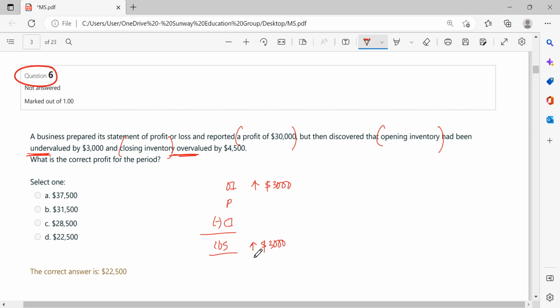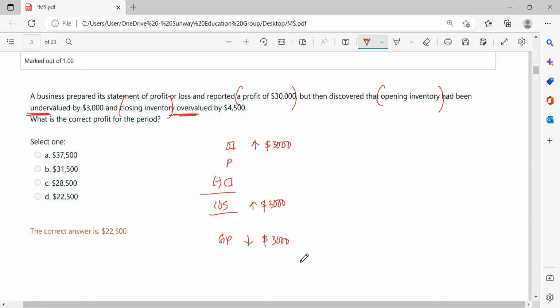This is logic, a math relationship. If this increases, your total cost increases. So when the cost increases, logically, when your cost gets higher, your gross profit tends to be lower. So imagine other income and expense have no change. When your gross profit decreases, your profit for the year decreases by 3,000 also.